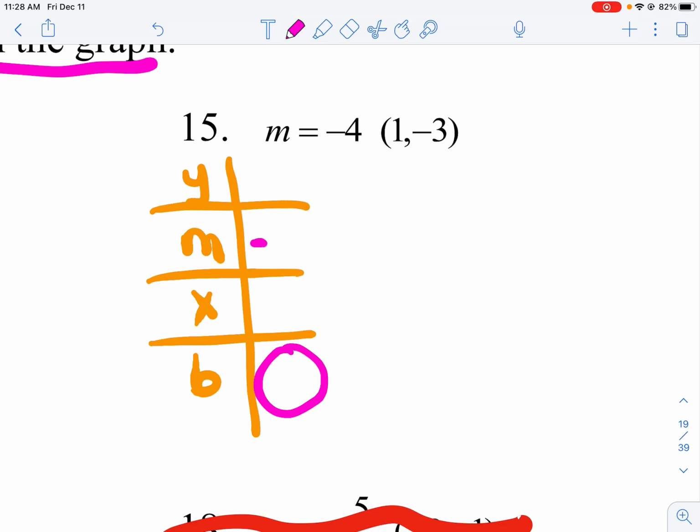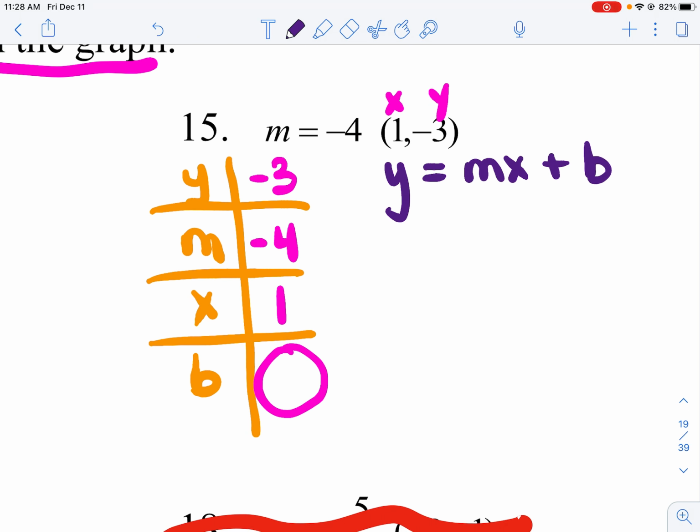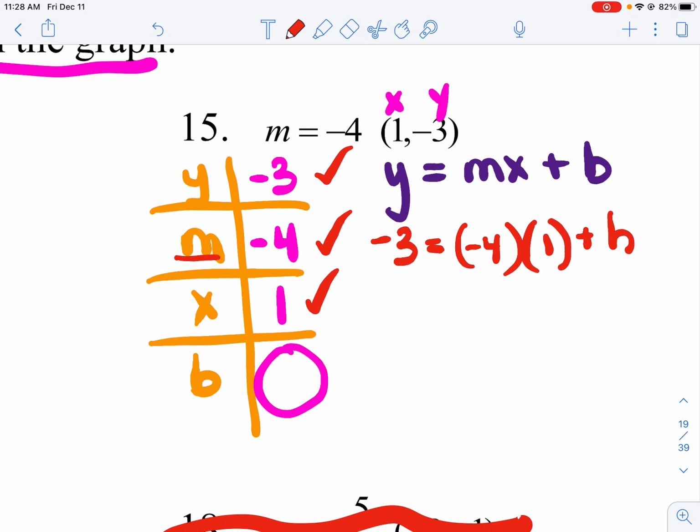M is going to be negative 4. Here's our x, here's our y. Our y is going to be negative 3, and our x is 1. So now we're going to substitute into y equals mx plus b. Instead of y, we're going to put in negative 3. Instead of m, we're going to put in negative 4. And instead of x, we're going to put in 1.